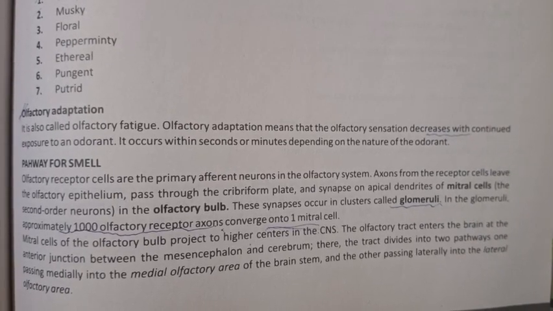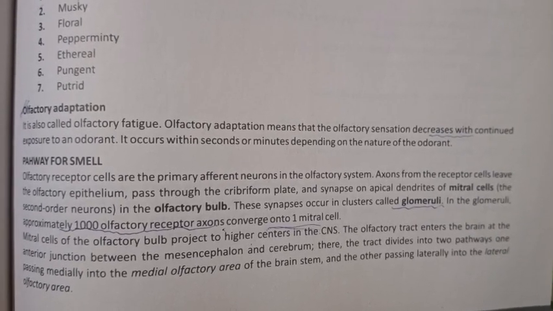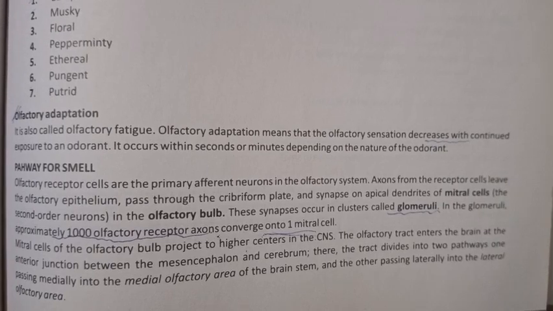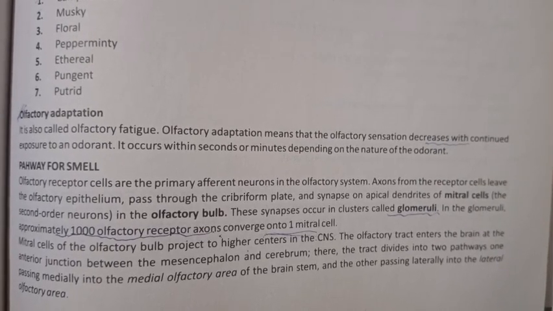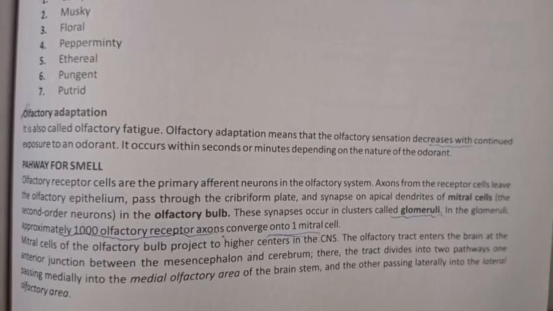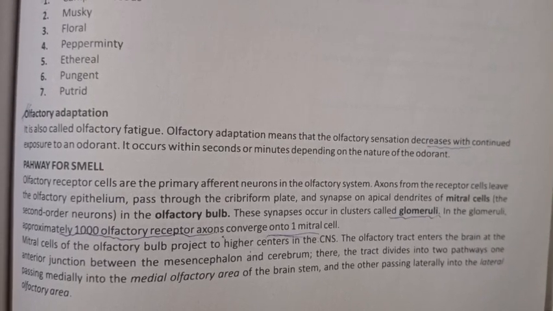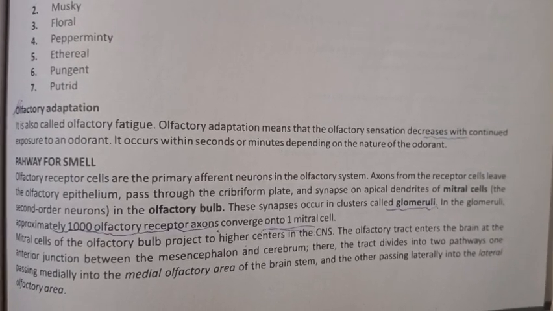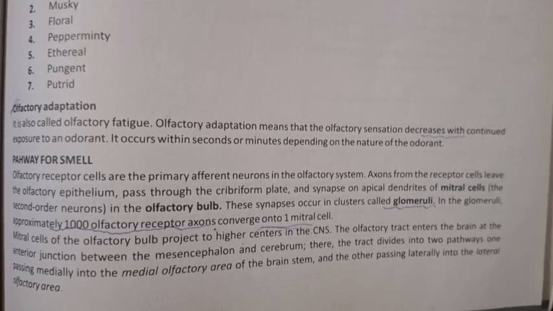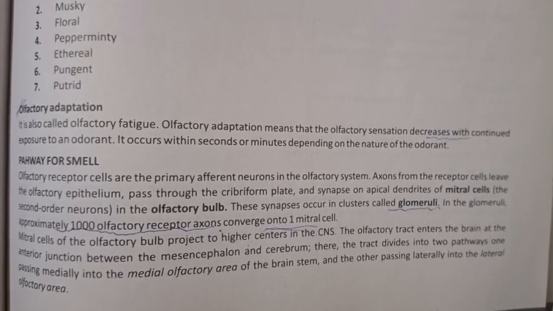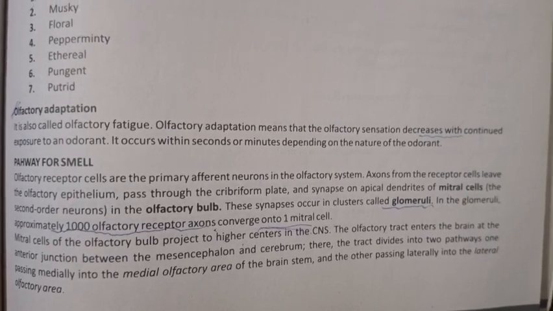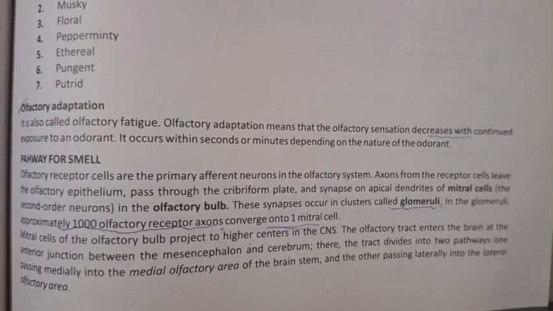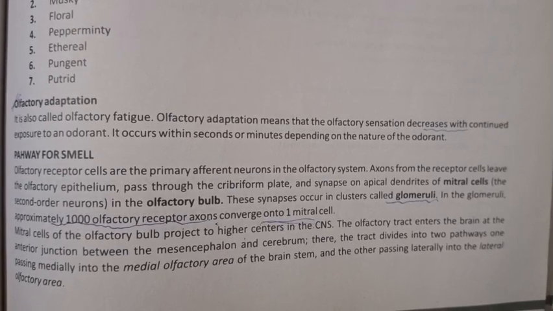Pathway for smell. The olfactory receptor cells are the primary afferent neurons in the olfactory system. Axons from the receptor cells leave the olfactory epithelium, pass through the cribriform plate and synapse on apical dendrites of mitral cells, the second order neurons in the olfactory bulb. These synapses occur in clusters called the glomeruli. In the glomeruli, approximately 1000 olfactory receptor axons converge onto one mitral cell. Mitral cells of the olfactory bulb project to higher centers in the CNS.